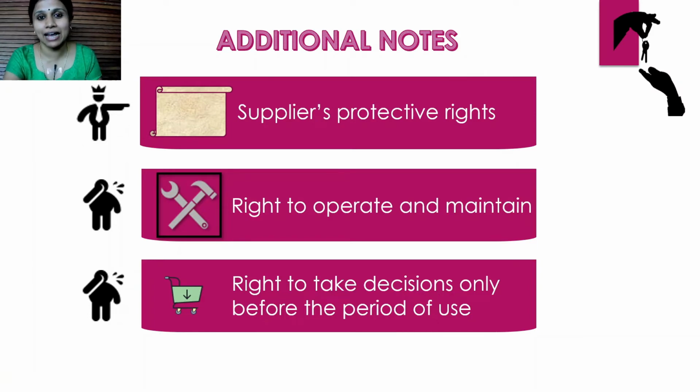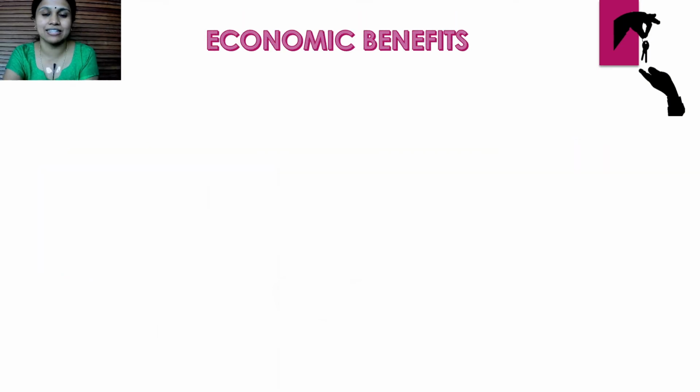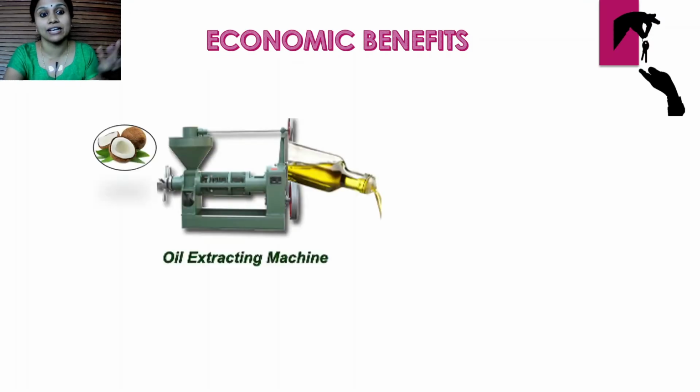So that brings us to the end of the concept of right to direct use. We now go on to the more straightforward and easy topic of economic benefits. Let's use an example. Let us say our customer has leased machines relating to the extraction of coconut oil. In this case, what all will be the economic benefits?